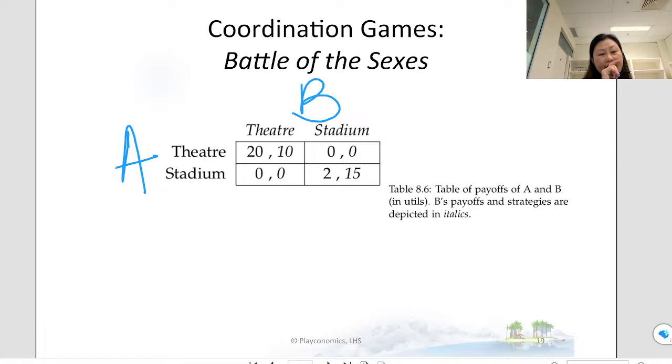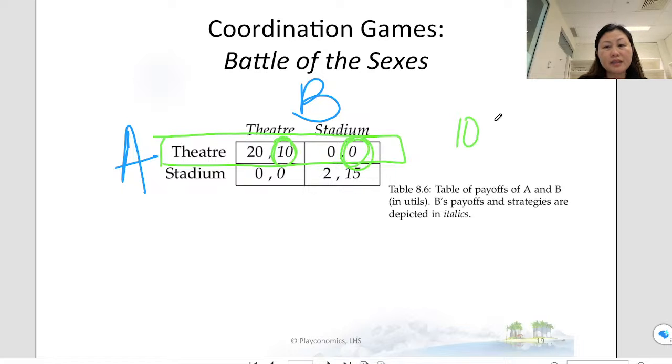If player A goes to the theater, what is the optimal choice for player B? 10 or 0? 10 greater than 0. So we go to the theater. Well, you're better off than going to the stadium, or you'll be very lonely.